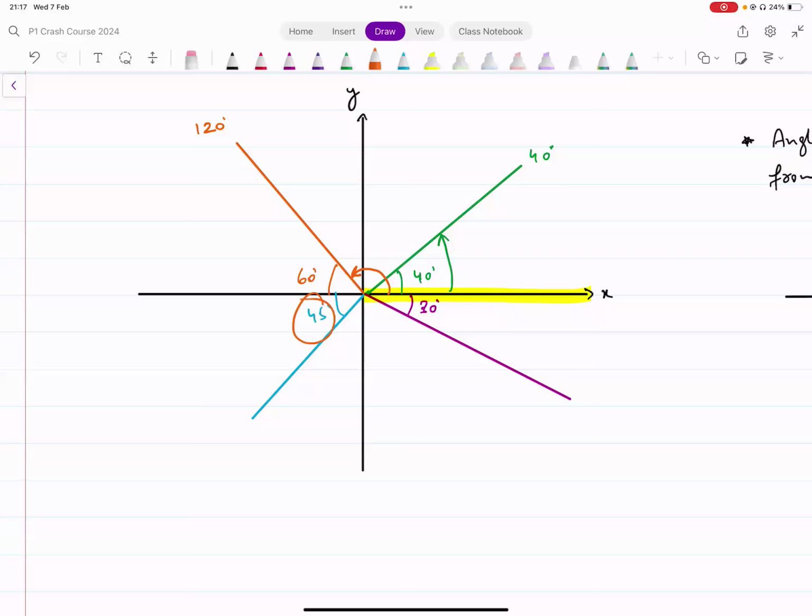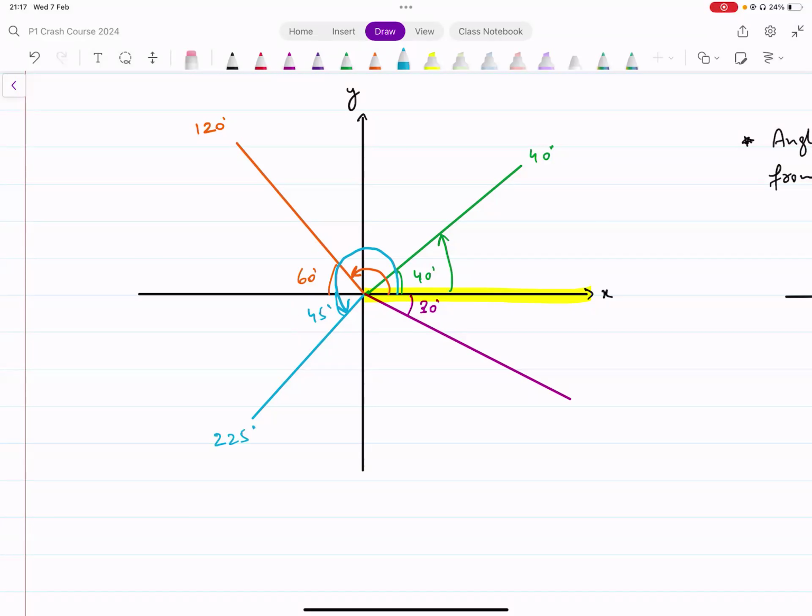Now, what about this blue line? For this, we would start from here and go like this. What's this angle? 180, that's the angle on a straight line, plus 45. What is that? That is going to be 225. So this line's angle is therefore 225 degrees.